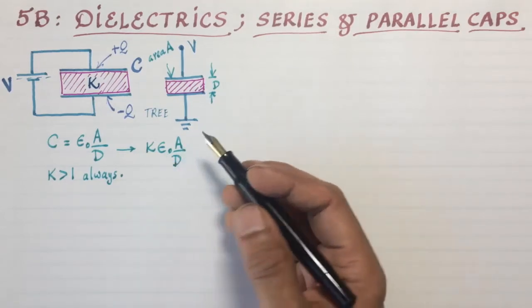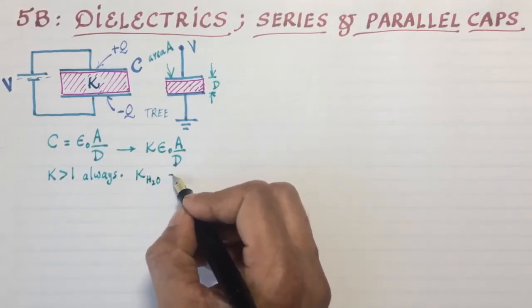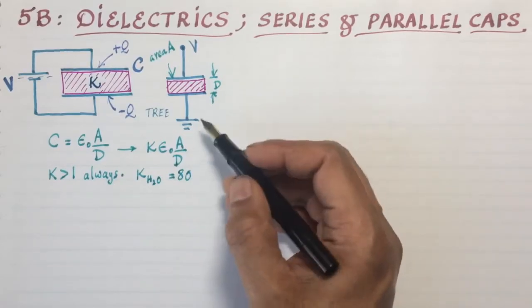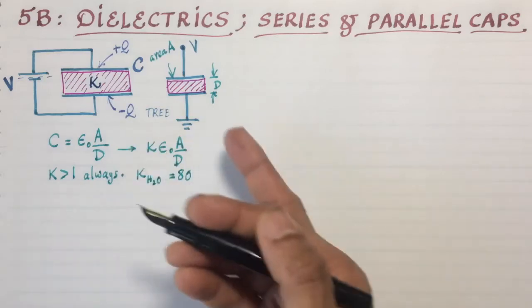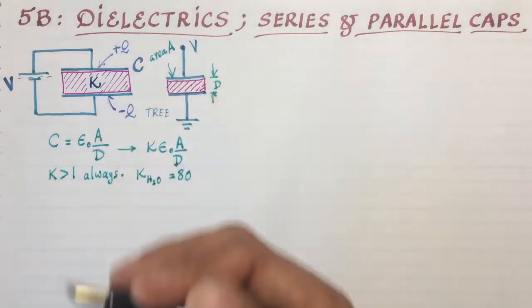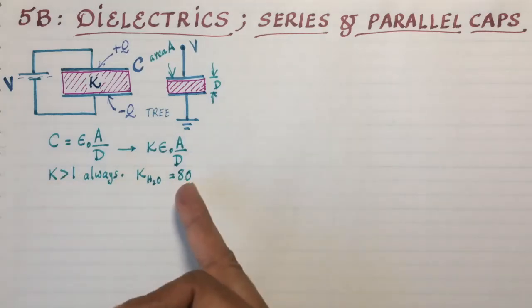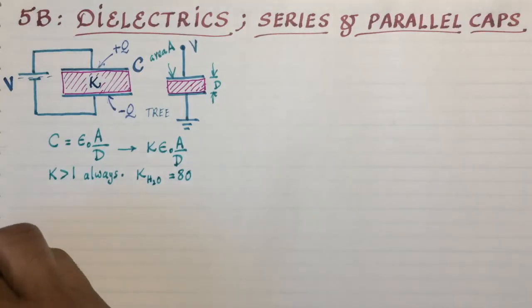For example, water has a kappa of about 80, depending on its purity. You can't just throw water into the capacitor, it'll short it. But if you take a bag and put water in it and then put the bag in between the capacitor's plates, then the capacitance of the capacitor will increase 80-fold. And there are materials that increase it several hundred times. So it's to our advantage to have these capacitors filled with material.